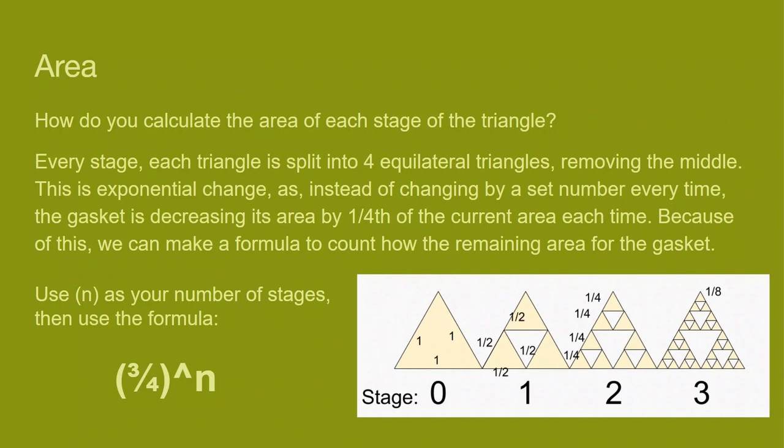Another way you could say this is you're timesing 3/4 what the area was in the previous stage. So it doesn't get harder while we reach higher and higher stages. We can use the explicit formula 3/4 to the power of n, with n representing our number of stages, to help us find the area left over.